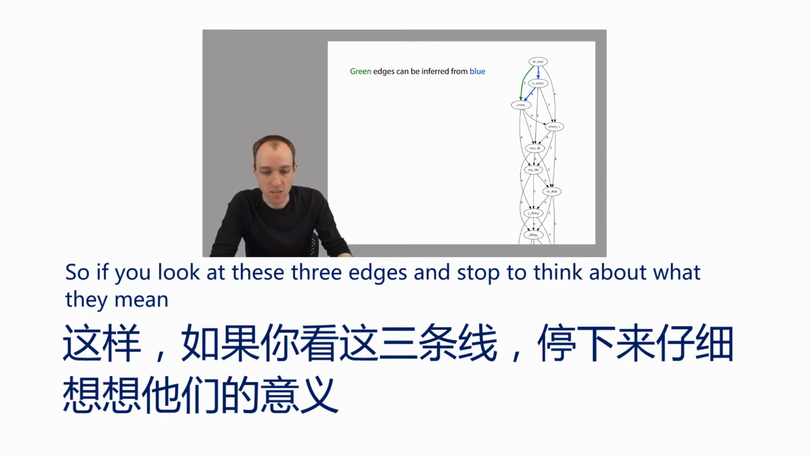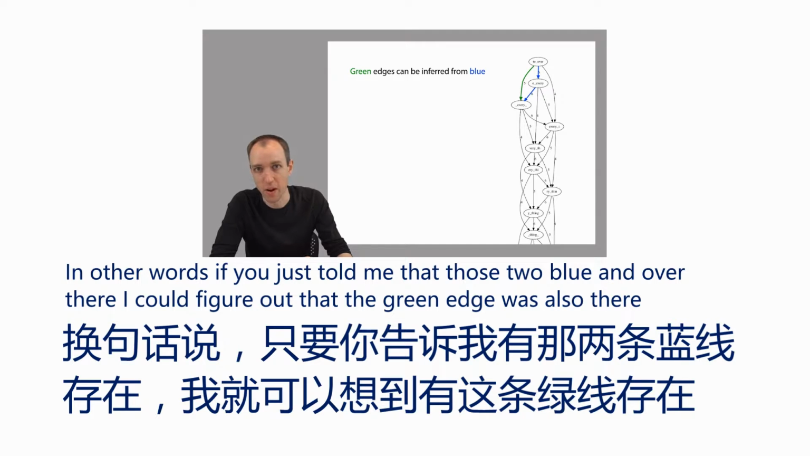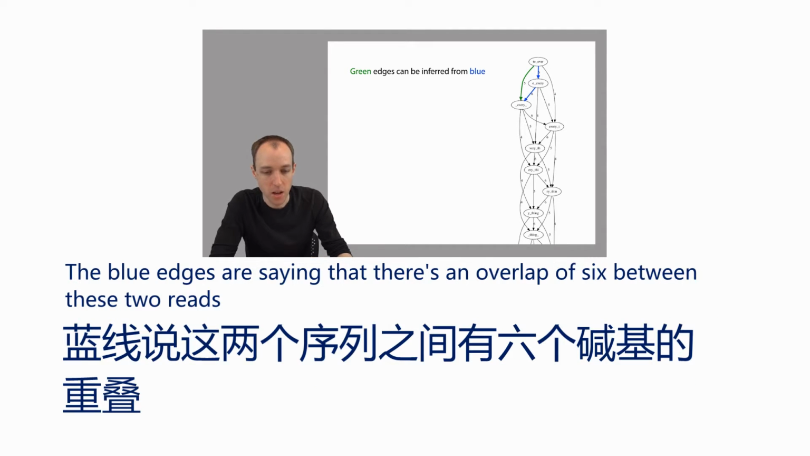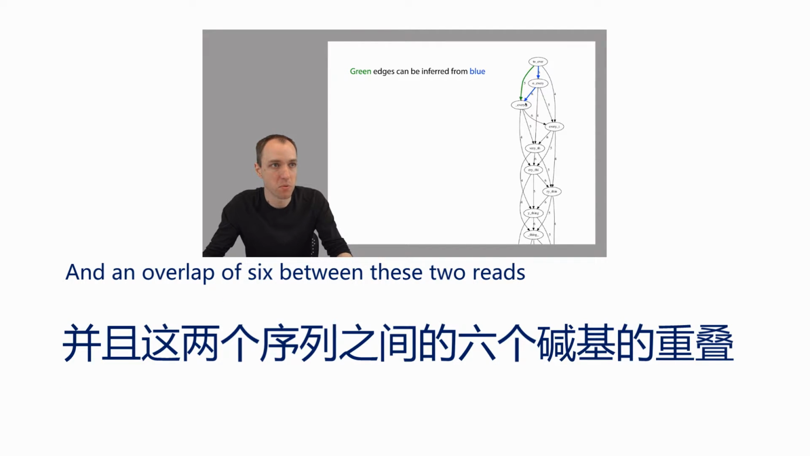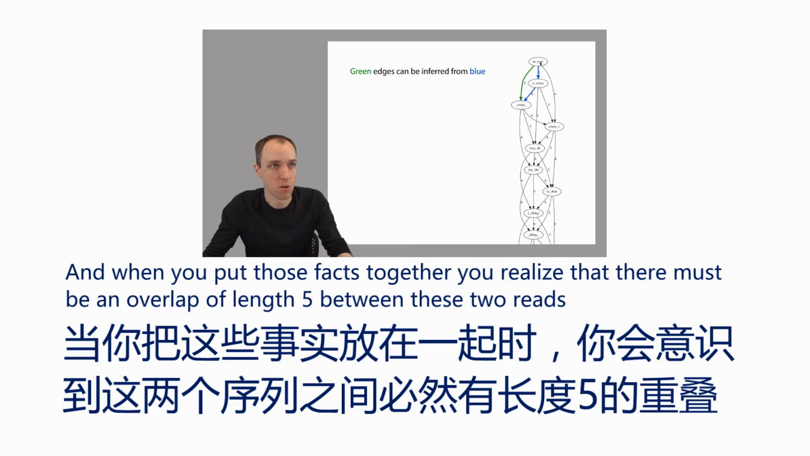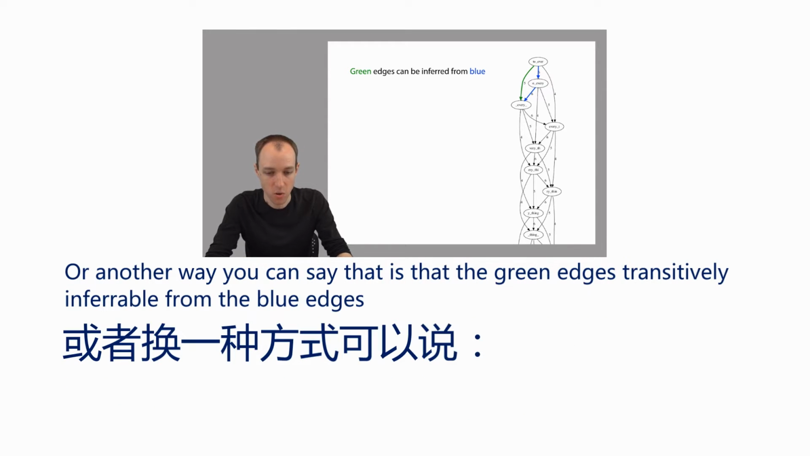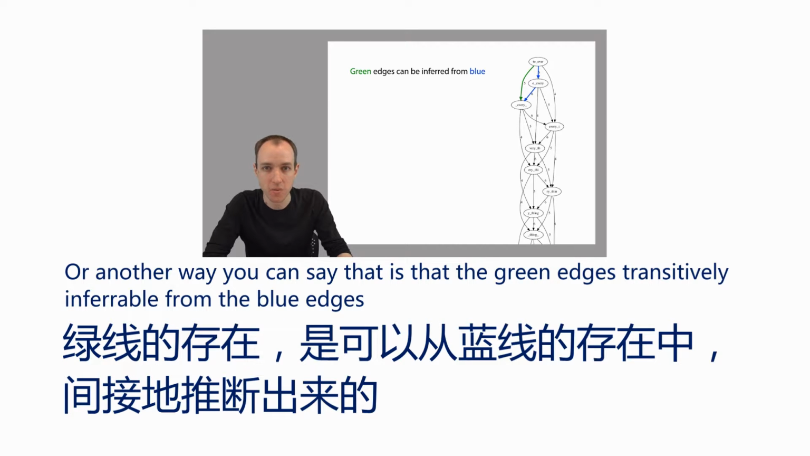So if you look at these three edges and stop to think about what they mean, you'll realize that the presence of those two blue edges implies the presence of the green edge. In other words, if you just told me that those two blue edges were there, I could figure out that the green edge was also there. The blue edges are saying that there's an overlap of 6 between these two reads and an overlap of 6 between these two reads, and all the reads are of length 7. And when you put those facts together, you realize that there must be an overlap of length 5 between these two reads. And so the green edge is in some sense implied by the two blue edges. Or another way you can say that is that the green edge is transitively inferable from the blue edges.